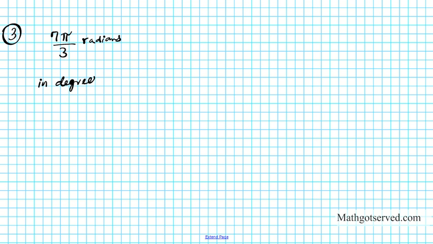what is theta? Well, we have 7 pi over 3. Now we have to multiply by either pi over 180 or 180 over pi. One of these two will help us establish a conversion.